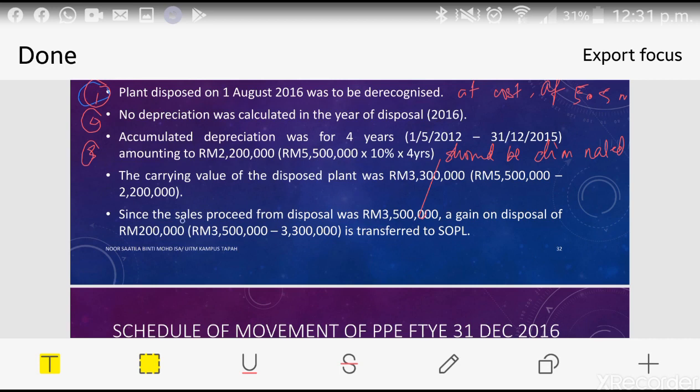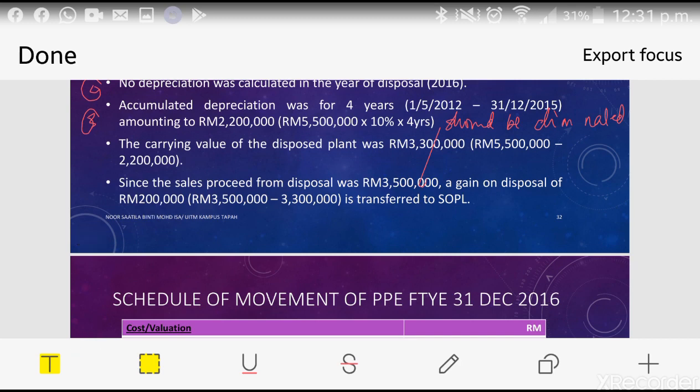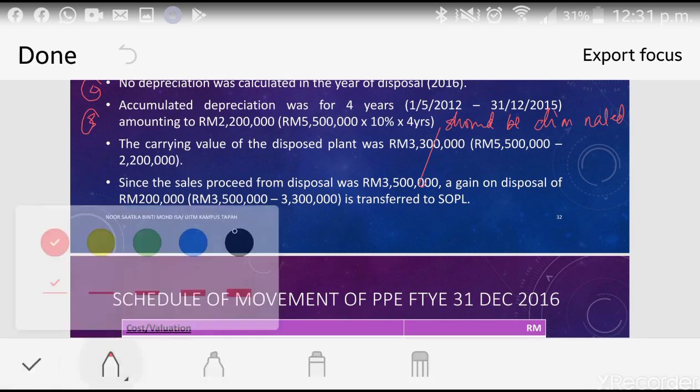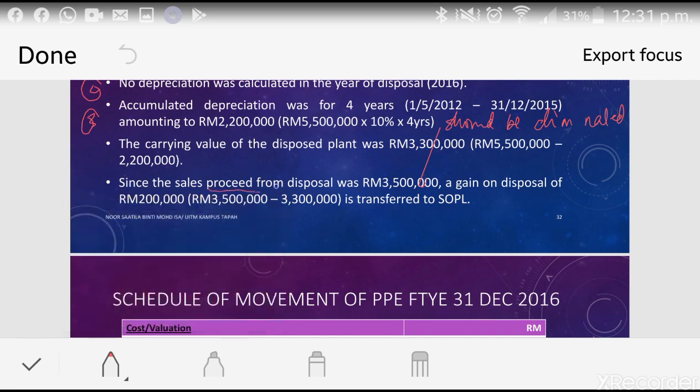So the proceed, this one. The proceed, the proceed. 3.5 is actually being debited to the bank, and the gain on disposal is being transferred as part of other income. Okay, that was for that question.